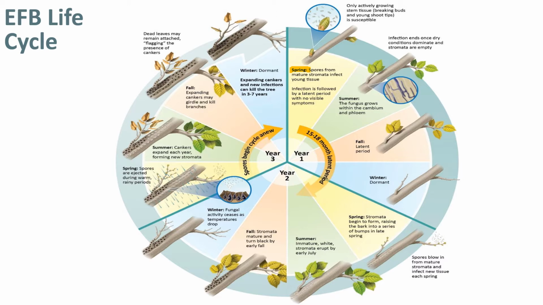So spores that are existing in mature cankers are released and they infect young tissue. And Eastern Filbert Blight can only infect young actively growing stem tissue, so that's breaking buds and very young shoot tips. And so you need a combination of this young tissue and then wet conditions, which are necessary for the spore release and for the infection of tissue by the spores.